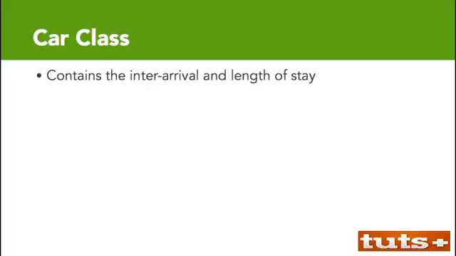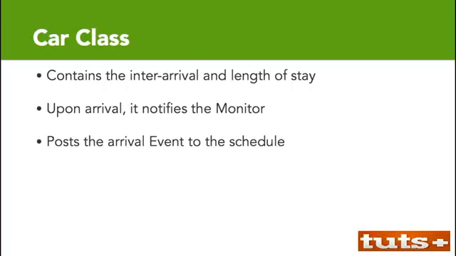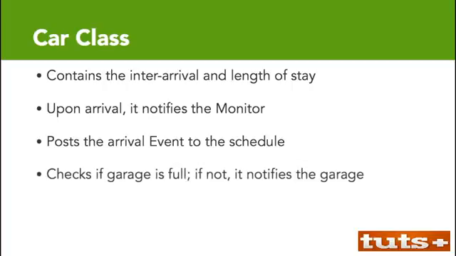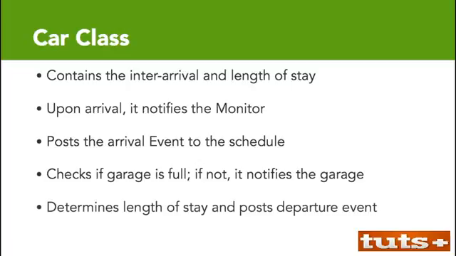Now let's talk about the car class. The car class holds the inter-arrival time and the length of stay statistics. When a car arrives, it logs its arrival with the monitor, consults the world clock, determines how long before the next car should arrive, and posts the arrival to the schedule. Then it checks to see if the garage is full or not. If the garage is not full, the car logs its entry with the monitor and tells the garage it has entered. It determines how long it will stay and posts its departure event with the schedule.